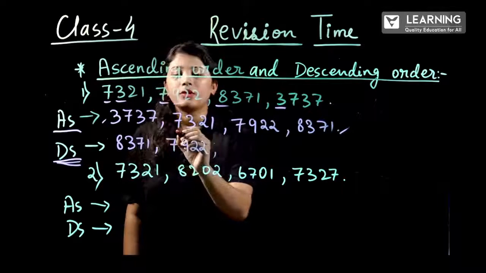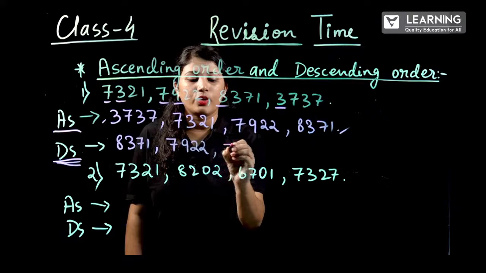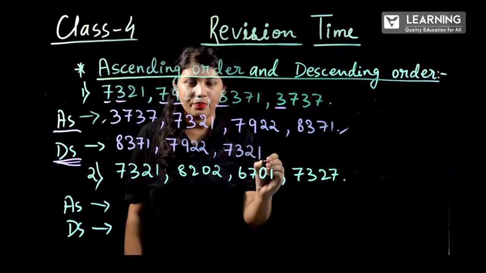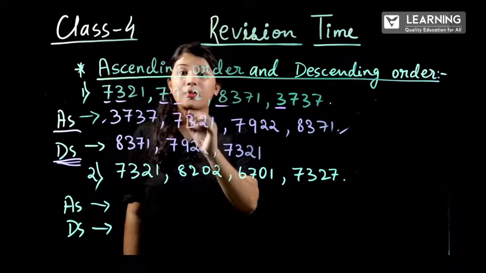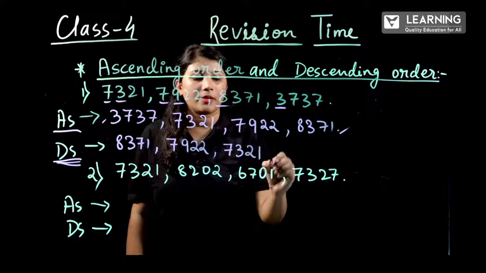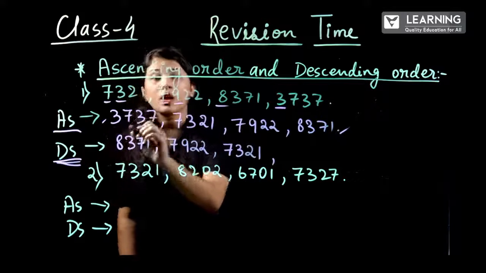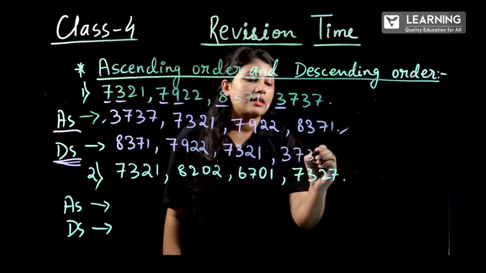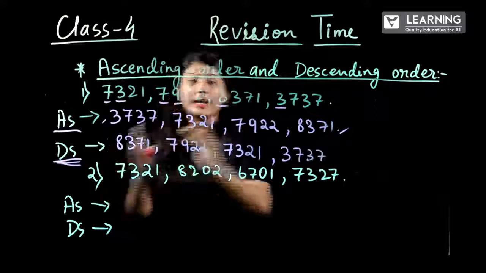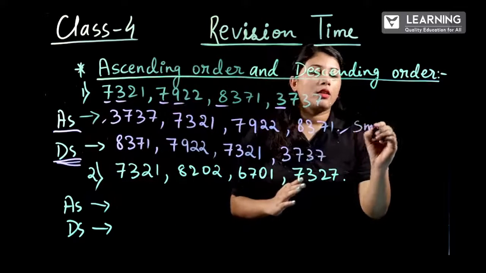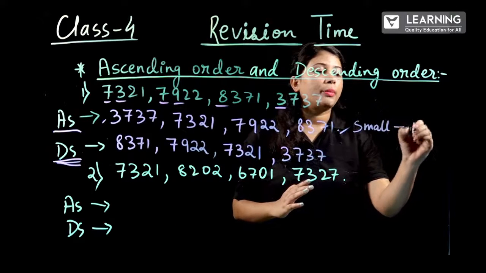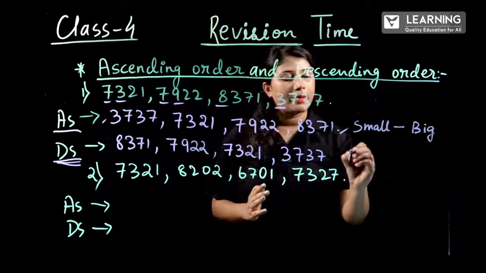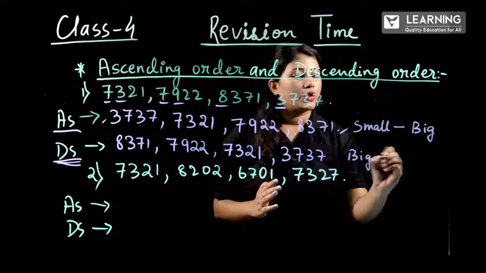Then we will write the third number over here. 7, 3, 2, 1. This is the third number. We have picked out the second number from the sequence. And then the smallest number, which is 3, 7, 3, 7. Ascending order is small to big, and descending order is big to small.